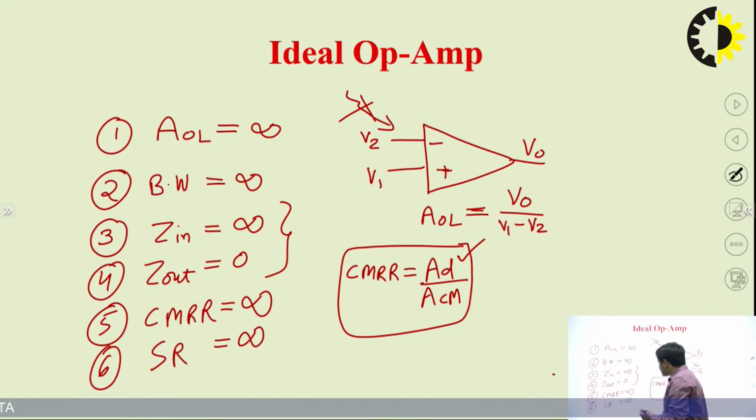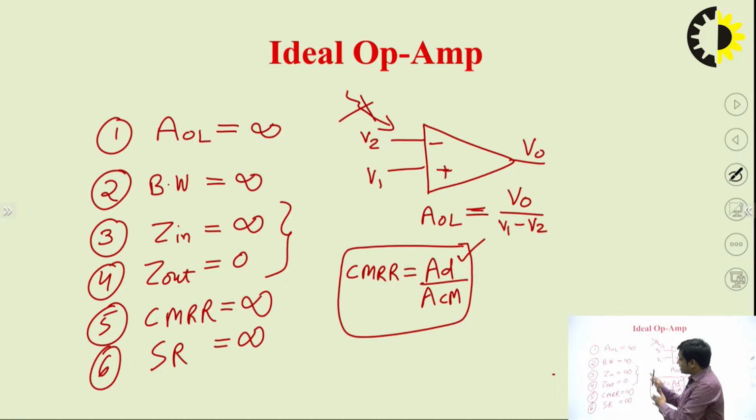So in short, these are a few parameters for the op-amp. There are other parameters also, like PSRR, power supply rejection ratio, offset voltage, bias current, offset current, but these are a few important parameters which are required at every stage to understand the op-amp.